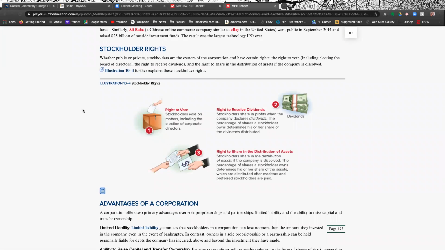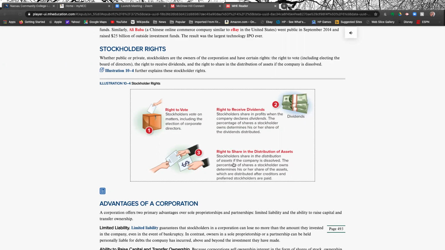Stockholders have rights. So if you own shares of stock, you own rights. The most important one is the right to vote. You typically vote for who's on the board of directors, and sometimes you get to vote on some policy matters. You have a right to receive dividends if the company declares dividends. If a company does not declare dividends, you don't have a right to receive anything, right? But if the company does declare a dividend, you have a right to receive that dividend. You have a right to share in the distribution of assets if the company is dissolved.